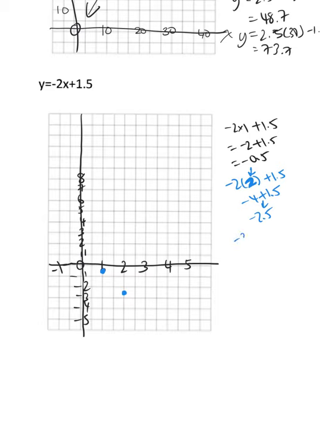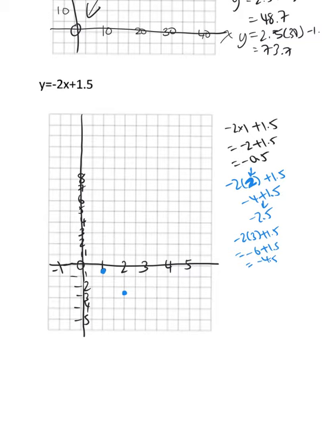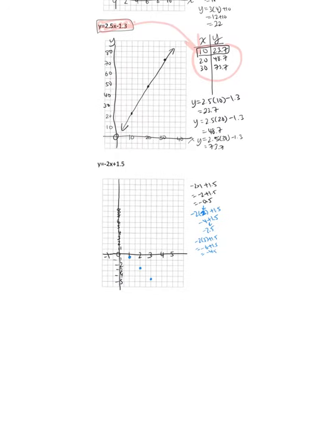So we just go -2 times 3 plus 1.5. That gives us -6 plus 1.5, it's at negative 4.5. So when x is 3, I go all the way down to y equal to negative 4.5. Okay, so we are kind of doing the table of values, but we're skipping making the table. If you like to keep yourself organized and do the table, that's fine.